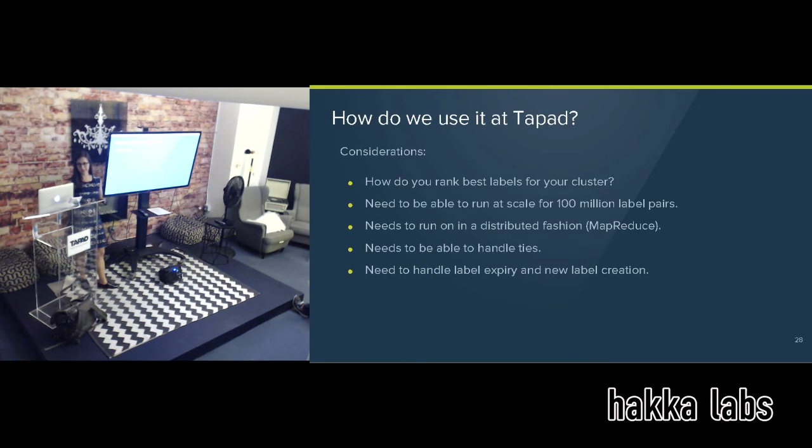So how do we use it at Tapad? There's a couple of things. In order to run this properly, we had to rank cluster pairings. We have a clustering at week 1, we have a clustering at week 2. How do we rank the interplay between these clusters and those clusters such that we map one cluster label onto another? That's just part of our sequence. We need to be able to run it at scale for 100 million label points, and that's like 100 million clusters.